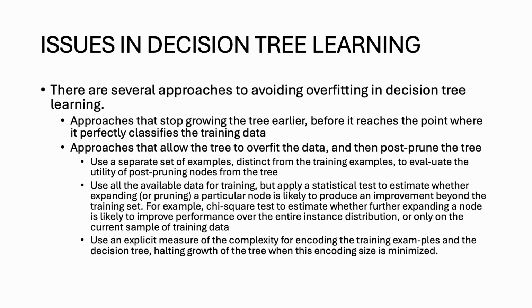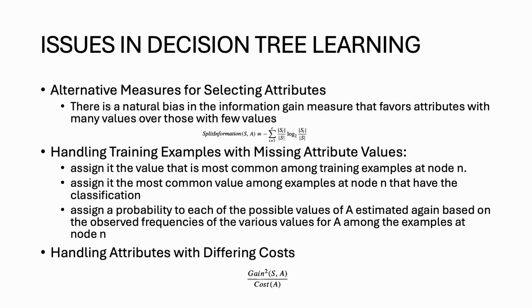For example, the chi-square test is used. Or it can use an explicit measure of the complexity for encoding the training examples and the decision tree, halting growth of the tree when this encoding size is minimized. The tree will also have a natural bias in that it will favor attributes with many values over those with few values. One notable example is the date attribute.